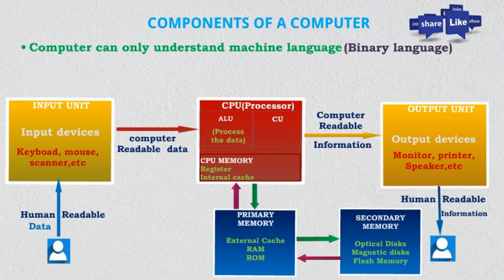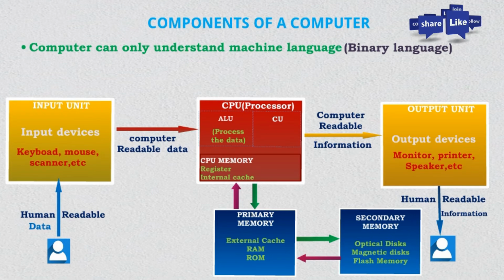Today we learned the different parts of the computer. The user gives the data to the input unit. The input unit converts the human-readable data to the computer-readable data and gives it to the CPU. The CPU will process the data and converts it into the information. Then the information is given to the output unit.